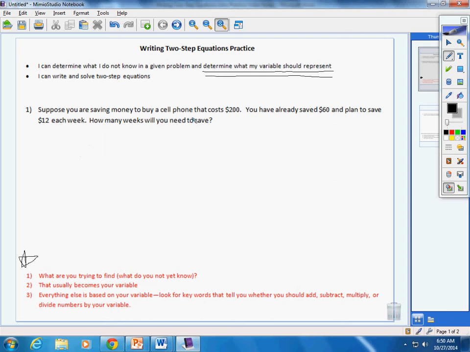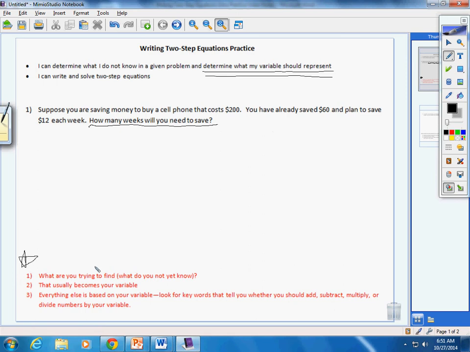Suppose you are saving money to buy a cell phone that costs $200. You already saved $60 and plan to save $12 each week. How many weeks will you need to save? Well, if you have no idea where to start, if you don't know how to define a variable yet, you can always look back down at our suggestions. First step is, what are you trying to find? Well, this is the question that's being asked. The thing that we don't know is how many weeks we'll need to save.